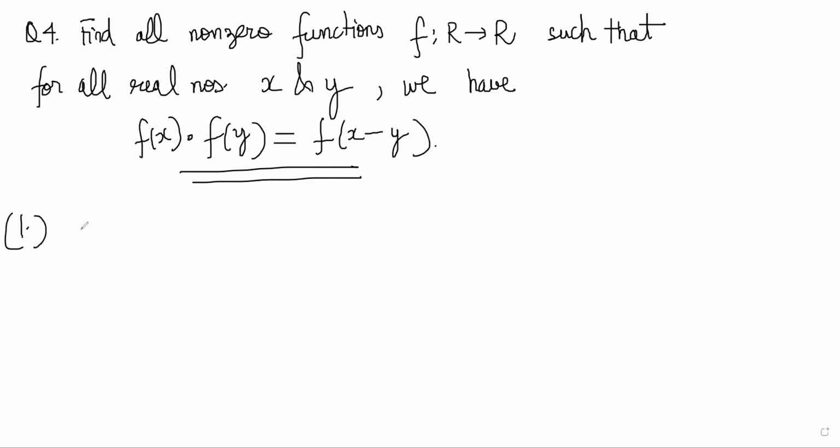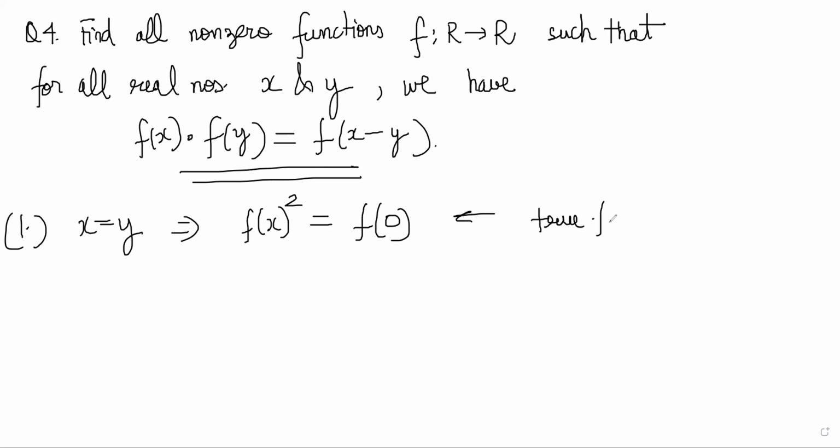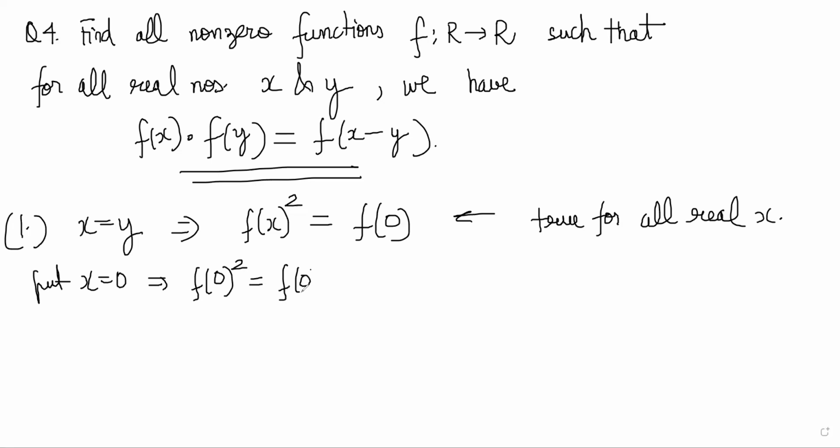Now, the first step here is we put x is equal to y. If you do that, you will get f of x whole square is equal to f of 0. Right? Now, this equation is true for all real x, according to the statement of the problem. So, if I put x is equal to 0, that implies f of 0 whole square is equal to f of 0, right? So, that basically means that f of 0 is equal to 0 or 1, right?